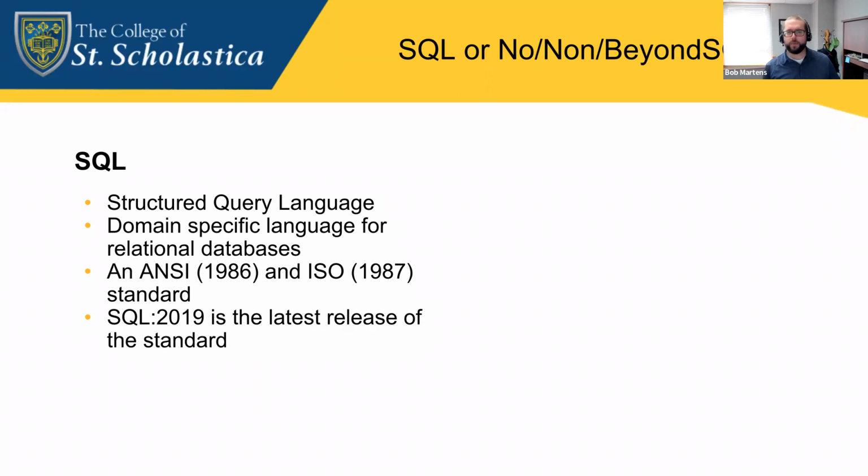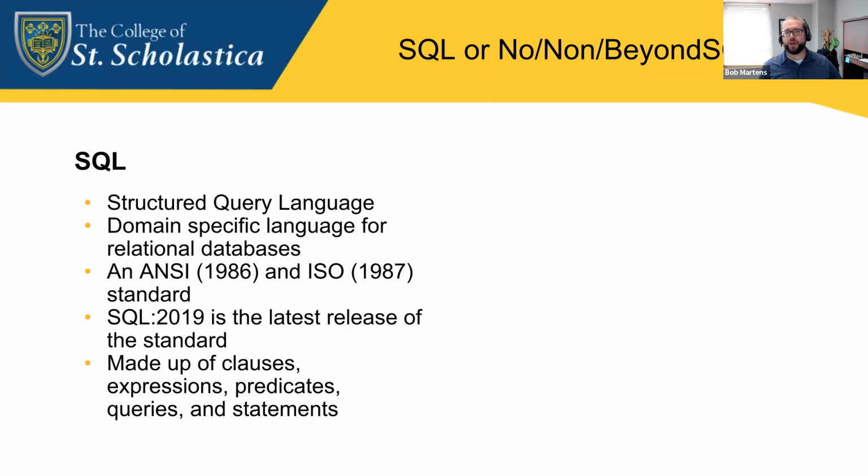I didn't look specifically at where the ANSI and ISO standards are right now. SQL, the structured query language, that domain-specific language for relational databases, is made up of a number of different things: clauses, expressions, predicates, queries, and statements. They all have a specific purpose. You combine them in different ways in order to, like it says, query or ask the database to give you answers to questions. You're supplying what you're looking for, and it shoots back what it thinks it has based on what you're asking. And so that's why you have clauses, expressions, predicates, queries, and statements.